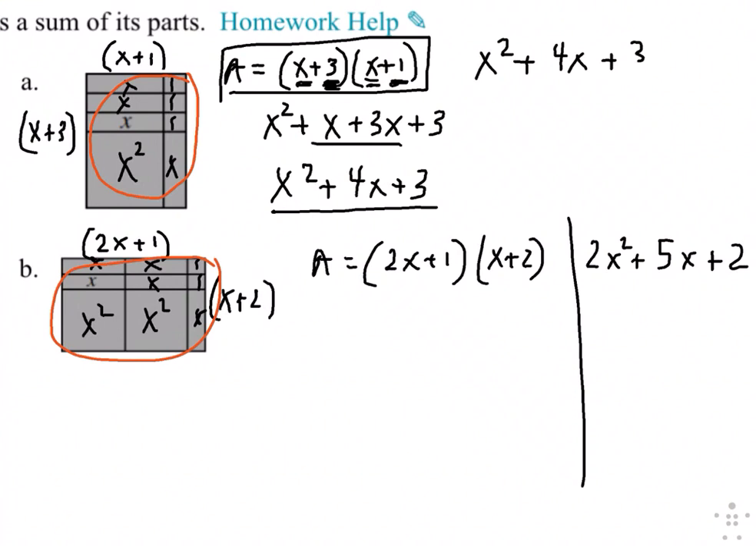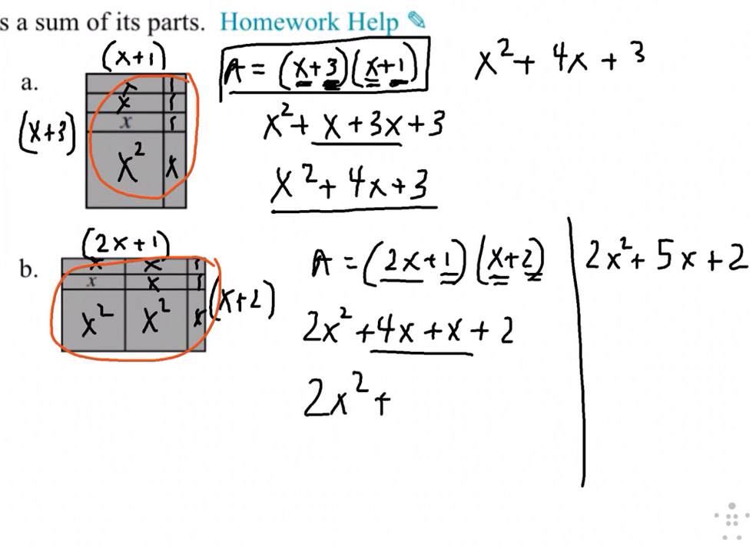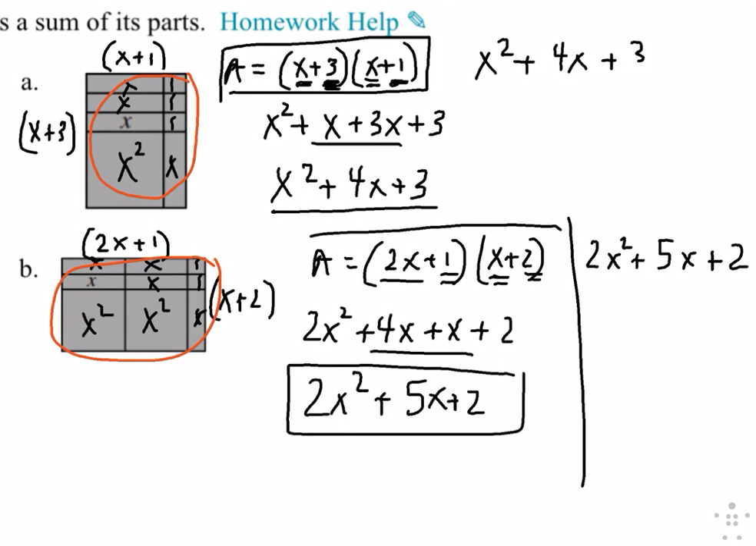But again, we should know how to multiply this. So I'm going to take the 2x times the x and get 2x squared. The 2x times the 2 and get 4x. Now we do the 1 times the x, and we get x. And the 1 times the 2, and we get 2. These are like terms, and we get 2x squared plus 5x plus 2. So this is written as the sum of its parts. This is written as the product of length times width.